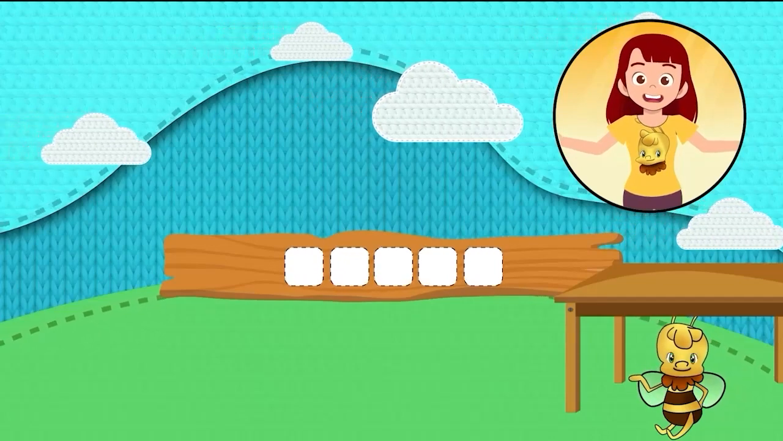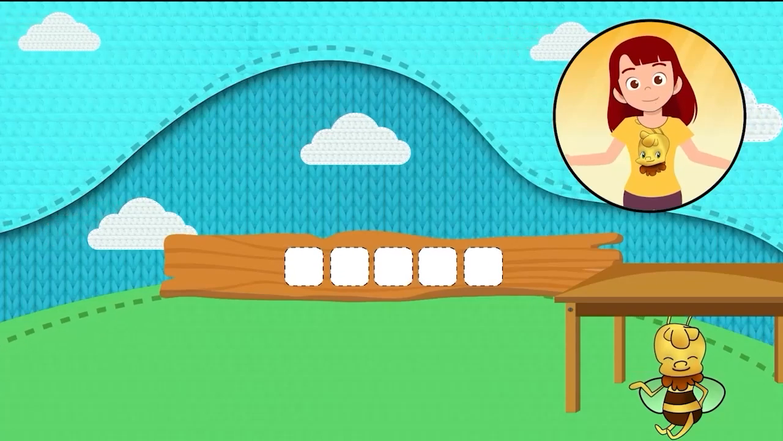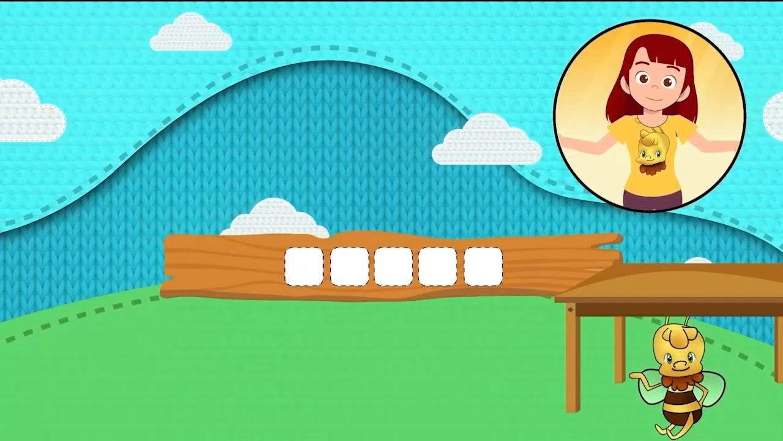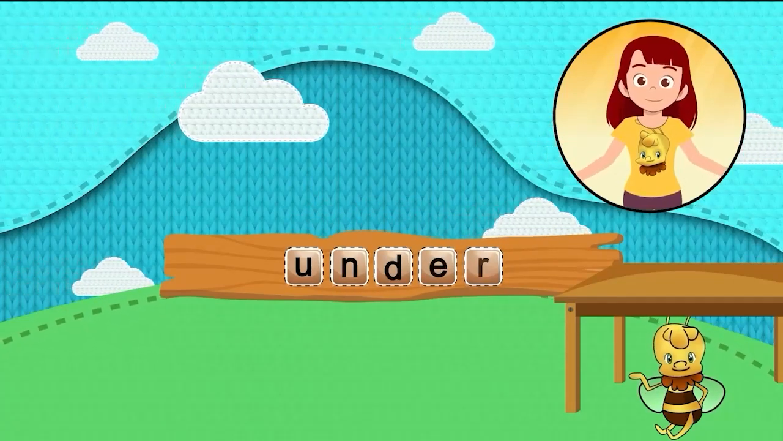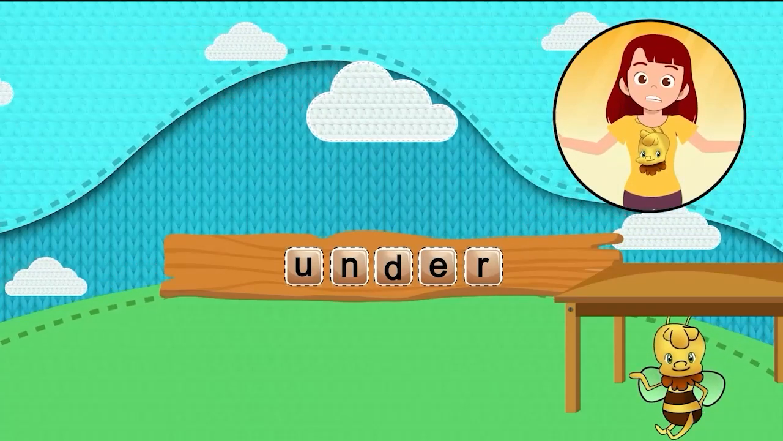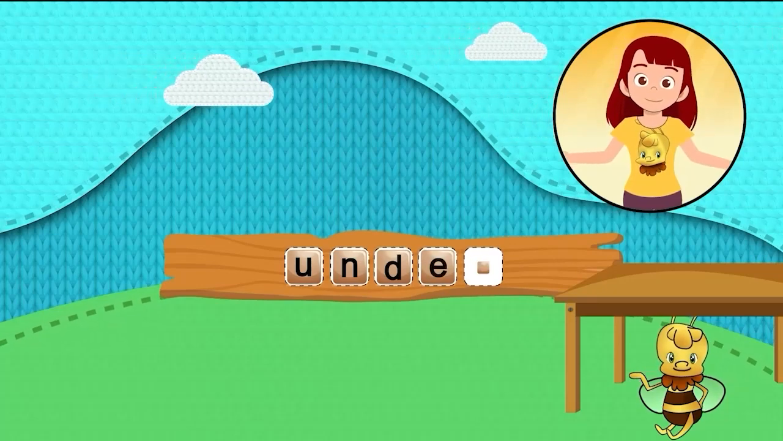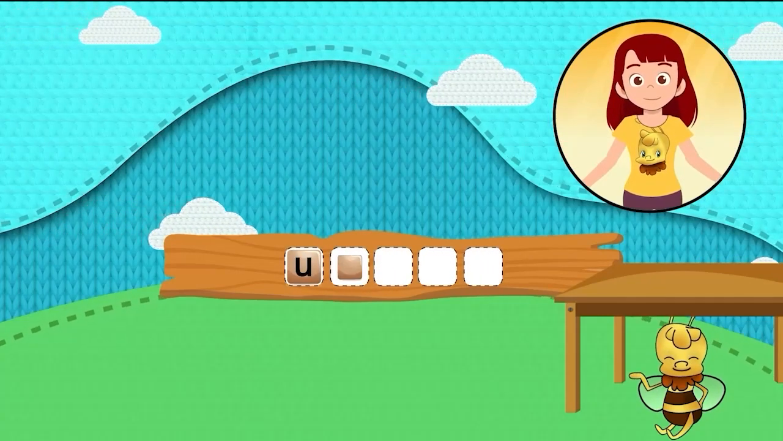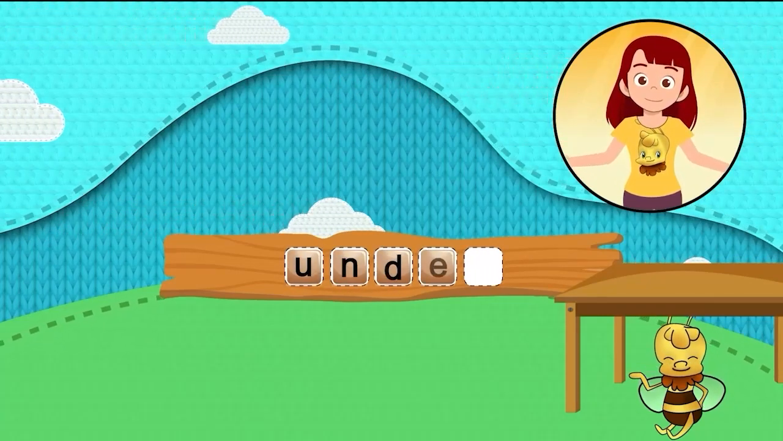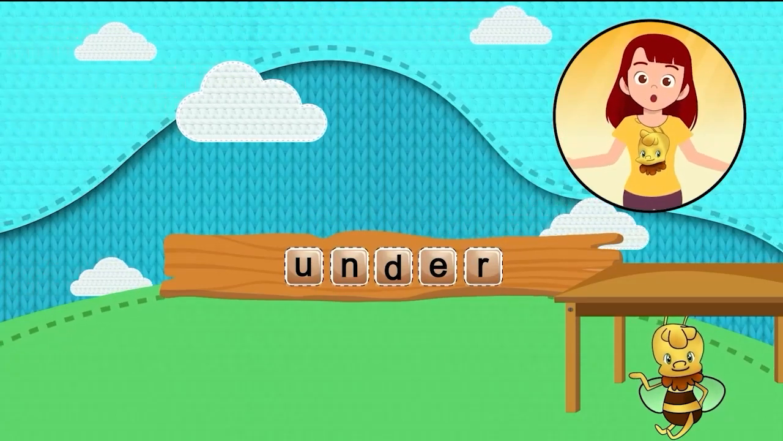U. Let's practice spelling a word starting with U. I'll choose a useful word to know how to spell. Under. It's spelt U-N-D-E-R. Shall I spell it again? Under. Now, let's all spell under. Under. Well done, everyone. You just learned how to say U.